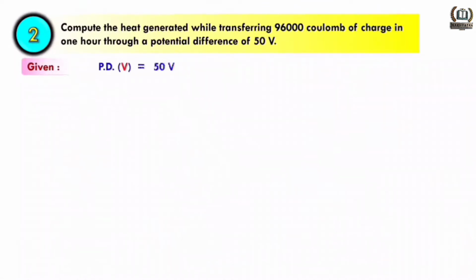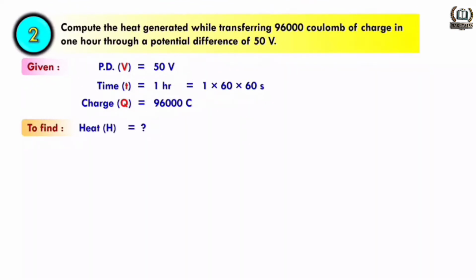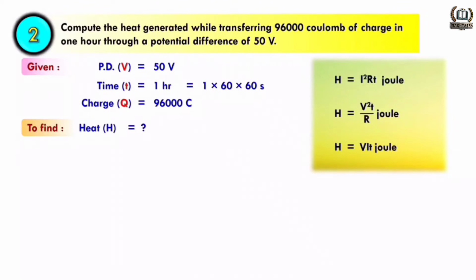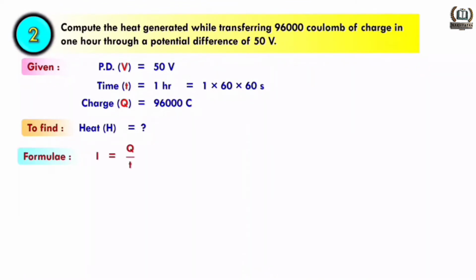So write the values. Potential difference equals 50 volt, time T equals 1 hour, which we have to convert into seconds. And the charge is 96,000 coulomb. We have to find the heat. So see here, heat has 3 formulas. We will use the formula based on our given values. So here we will use the third one. First we have to find the current also, and then the heat formula.